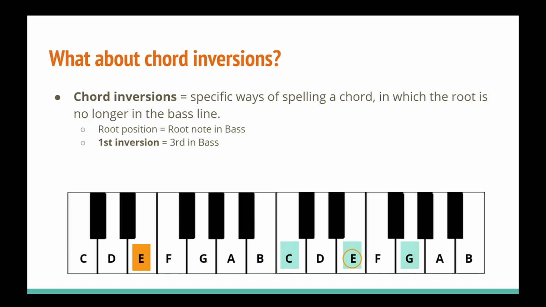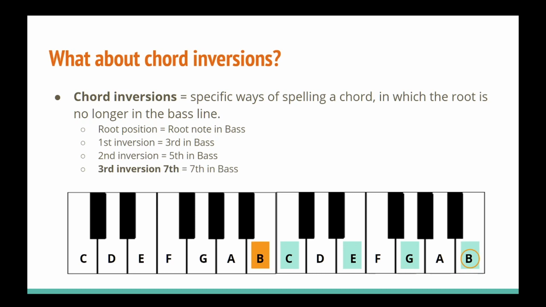If we were to place G in the bass, it would be C major in second inversion, or C major with the fifth in the bass. If we were to turn our C major chord into a C major 7 chord and put B in the bass, we would get a C major 7 third inversion, or C major 7 with the 7th in the bass.